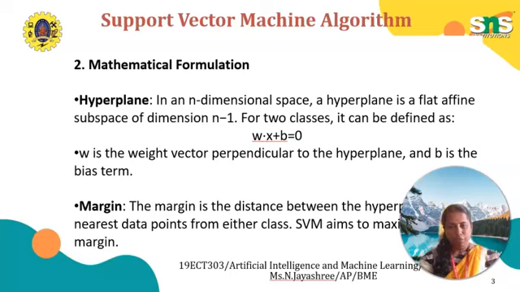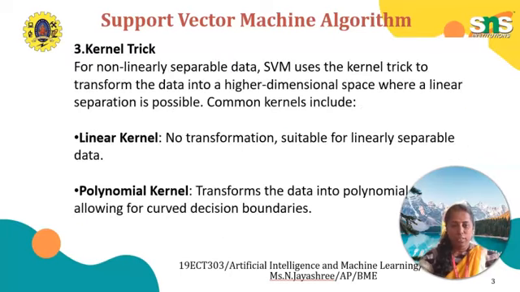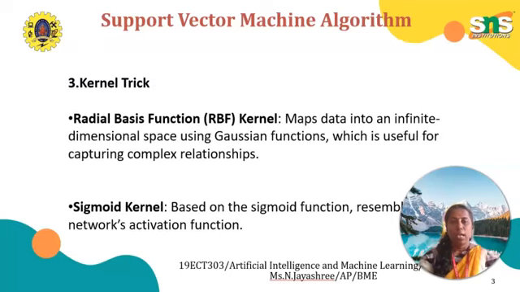The second step is the mathematical formulation, which we have already seen. In the n-dimensional space, the hyperplane is a flat affine subspace of dimension n minus 1. And the third one is the kernel trick, which we have already seen. There are different types of kernel: linear kernel, polynomial kernel, radial basis function kernel and sigmoid kernel.